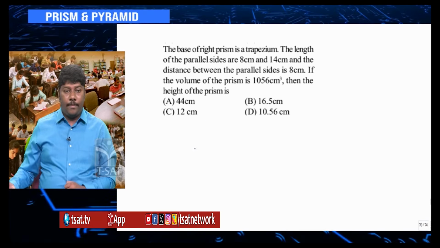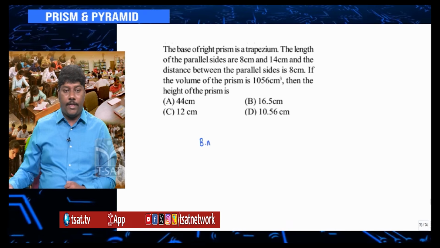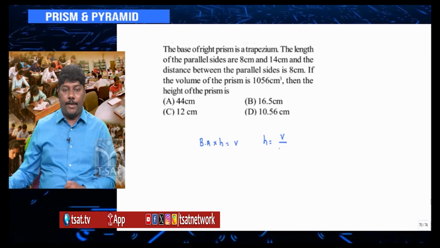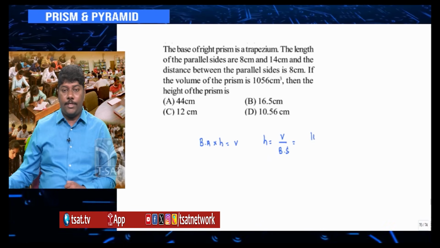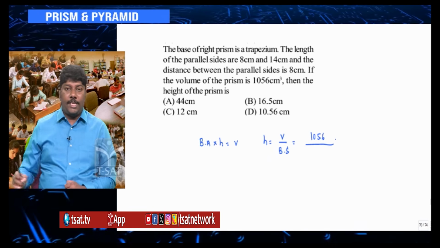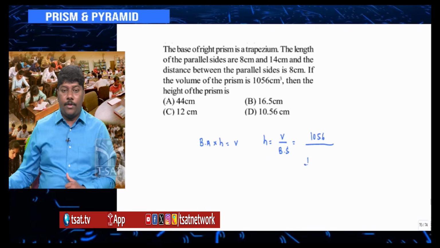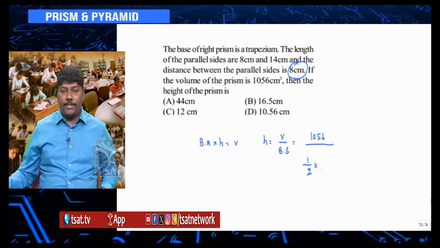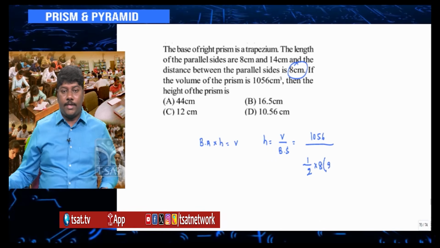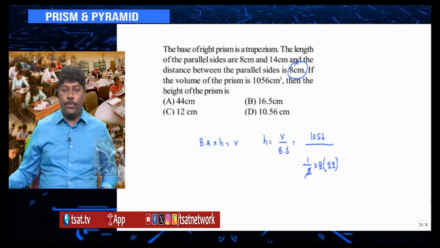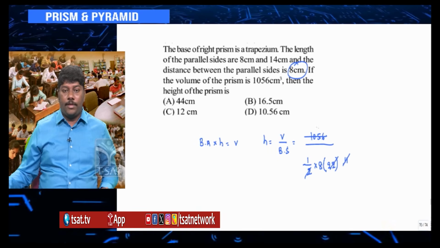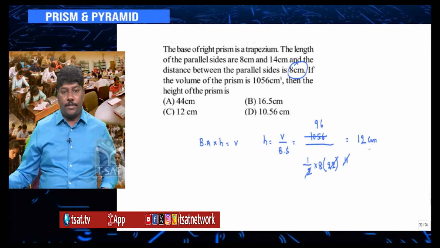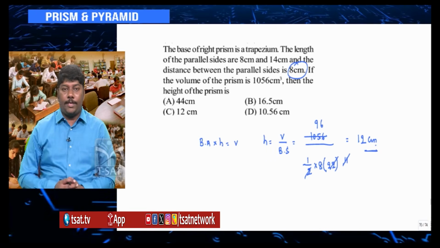So we know base area into height is equal to volume. Height is equal to volume by base area. Volume is given as 1056. A trapezium area is half into height into sum of parallel sides. Height means the distance between the parallel sides, that is 8, and the sum of parallel sides, that is 22. 2 1s are 2, 11s are 11, so 11 times you cancel it. It is going to be 96. 96 by 8 is 12 centimeters. So the height of the prism is 12 centimeters.